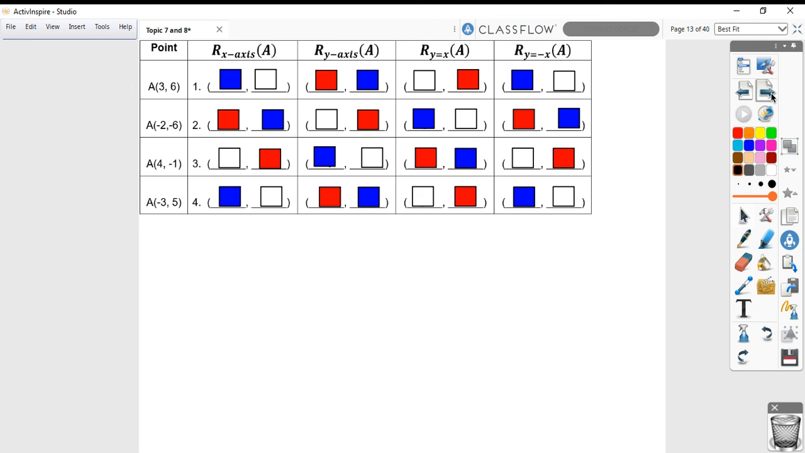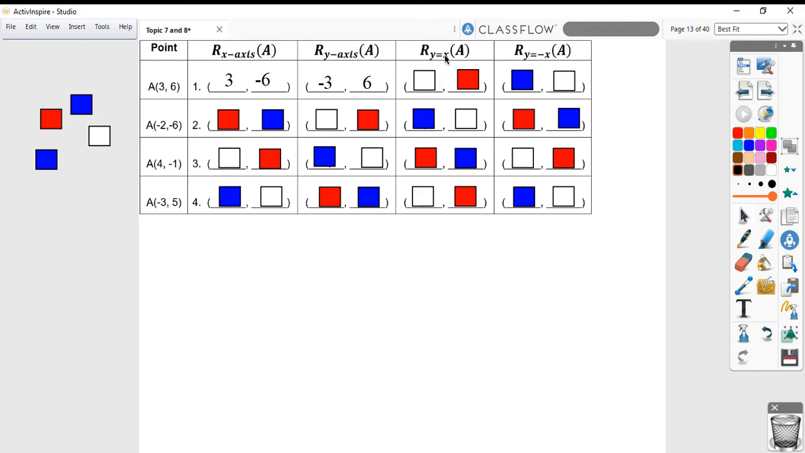So what you need to do is look at the coordinates, and that's what this whole chart right here is. This whole chart gives you a point to start with, and then it asks you if you do an x-axis reflection. Well, what we wrote down on the paper was that an x-axis reflection keeps the same x value, but it changes the sign of the y value. So instead of (3, 6), we've got (3, -6). When we reflect over the y-axis, we keep the y value and we change the sign of the x value. So instead of (3, 6), the reflected one would be (-3, 6).